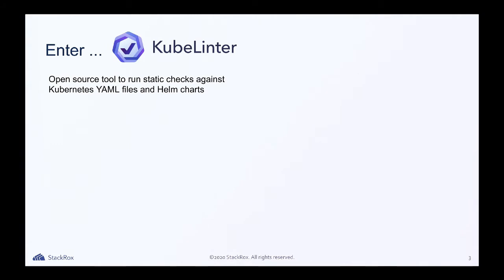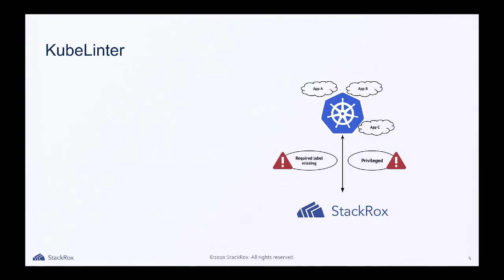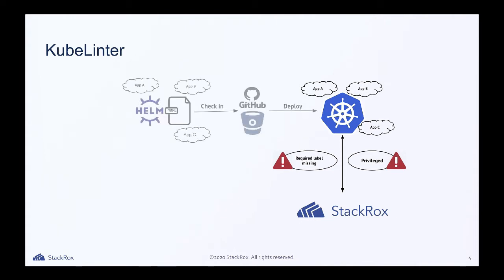So what does that mean? How does KubeLinter fit into the Kubernetes security picture? Well, let's say you have a cluster with a bunch of applications running on it. Now, our commercial product would run on this cluster alongside your applications and do security checks on it for you. And it could audit your configurations and tell you, for example, that a certain app was running as privileged when it shouldn't be, or that another app was missing a required label.